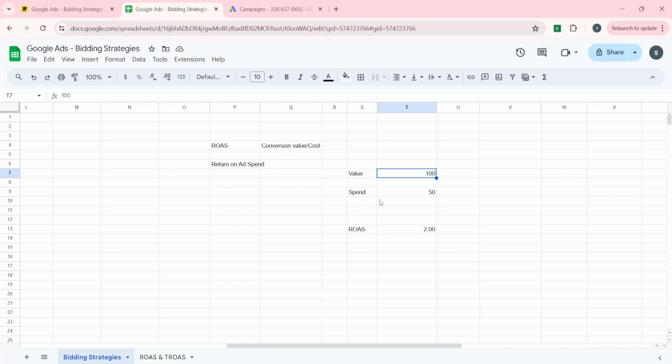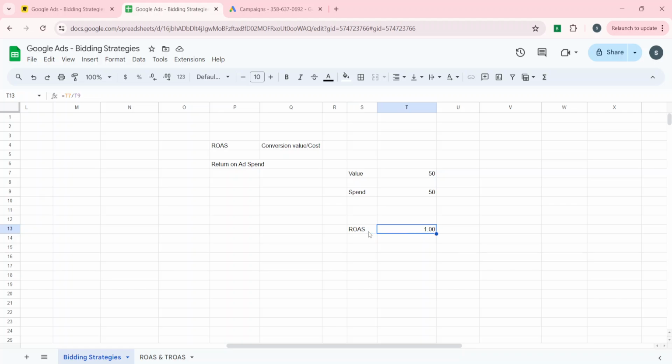If we got only 50 rupees of value, say a user purchased a product of value only 50 rupees and the ad spend is 50 rupees, that means it is a break even, right? That means you have generated one time of the spend you have spent on the ads.